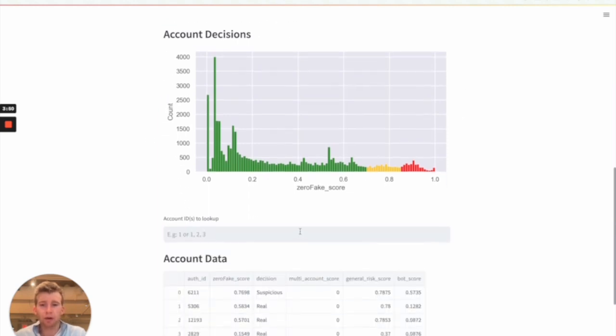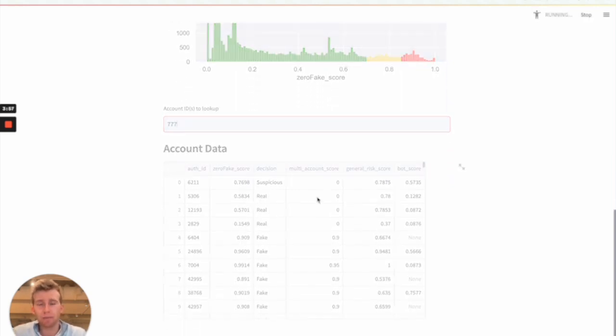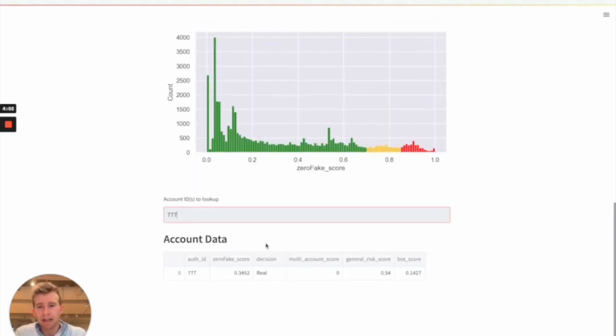And then the last part is you can look up accounts directly. So let's take 777, lucky number, and let's get to the bottom of our decision and some of the data behind that account. You can see we've actually marked them as real, score of 0.34 with a 0 multi-accounting, so very low probability or 0 probability of multi-accounting, moderate risk, and a pretty low bot score.